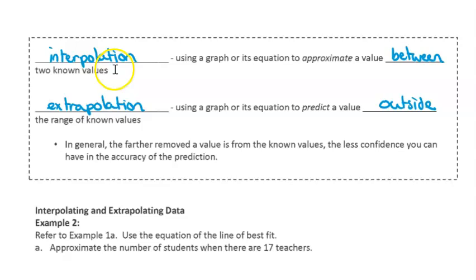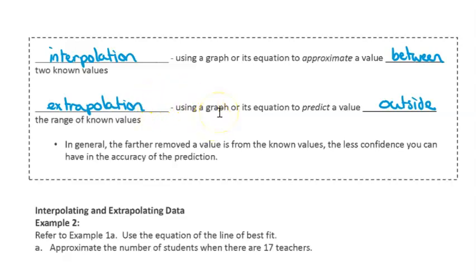So interpolation is when you use a graph or an equation to approximate between two known values. Like if you have data from 2000 to 2020, and you're going to predict what it was in 2012. That's between those two years, and so that's interpolation. But if you're going to use it to predict, let's say, the year 2030, which was after 2020, that's extrapolation, which is when you predict outside the known values.